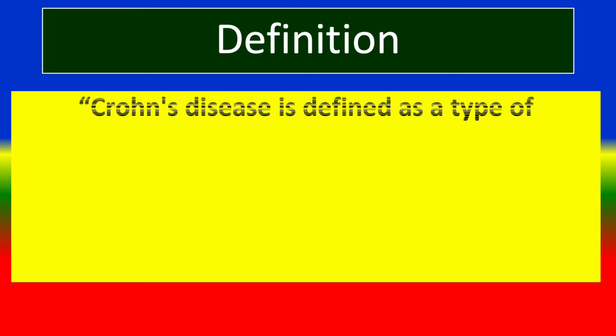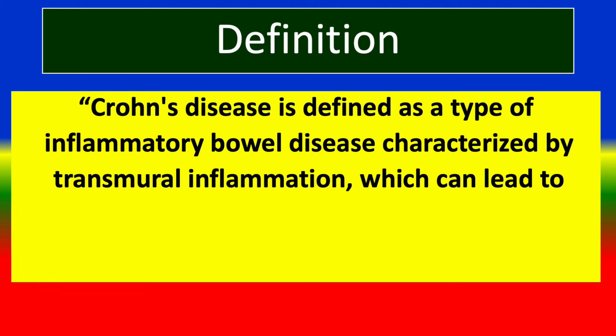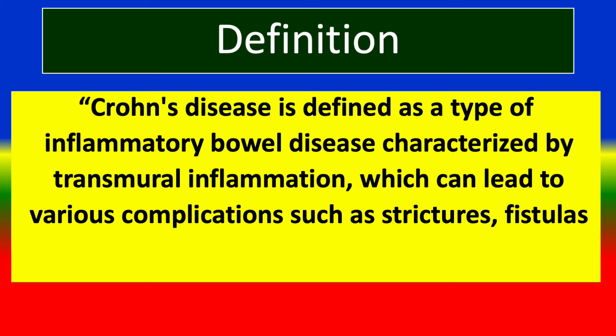Definition: Crohn's disease is defined as a type of inflammatory bowel disease characterized by transmural inflammation, which can lead to various complications such as strictures, fistulas, and abscesses.